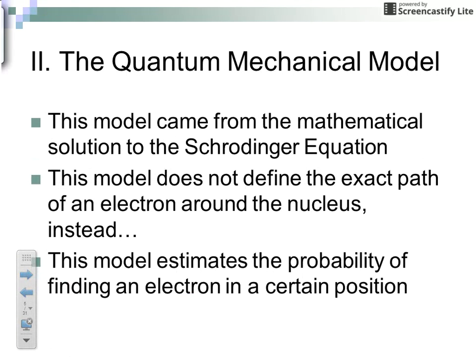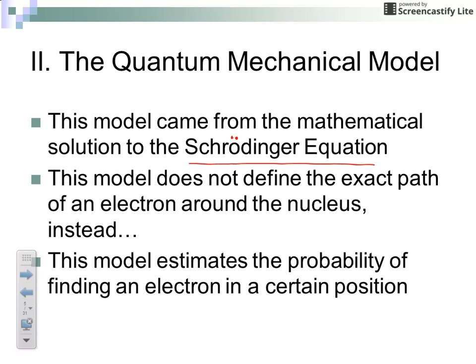So let's talk a little bit about the quantum mechanical model, which is what we're going to focus on in this next unit. This model came from the mathematical solution to the Schrodinger equation. This is our only model of the atom that is purely mathematical. It's also the one that has been around for the longest. Basically, it assigns numerical values to the position of the electron within each energy level. So what's different about this model is it's not a physical model, it's a mathematical model.